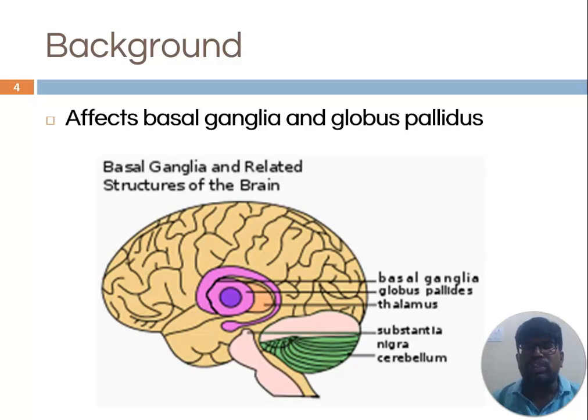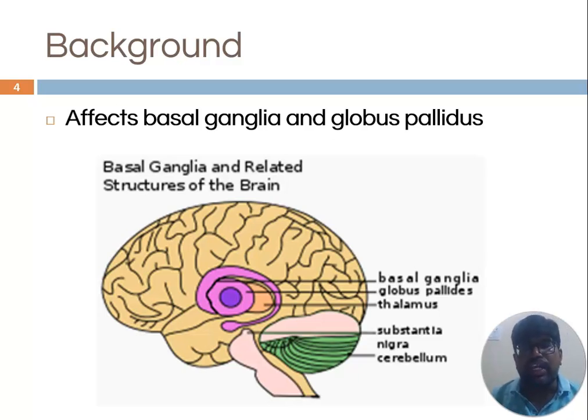Depending on the increase of the problem, the complexity of the manifestation will increase. Initially we see a unilateral type of manifestation, where one side or one part of the body may exhibit tremors or muscular rigidity. Gradually it converts into a bilateral pattern, where both sides of the body get involved and show the manifestations.